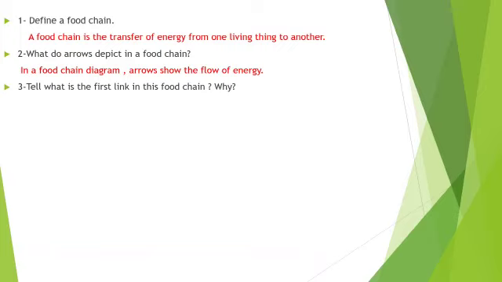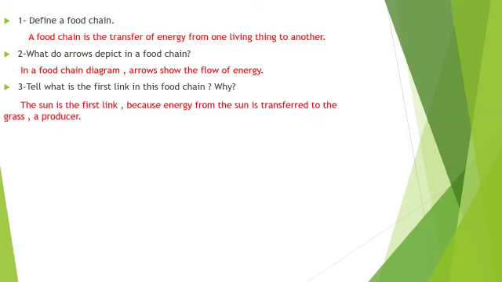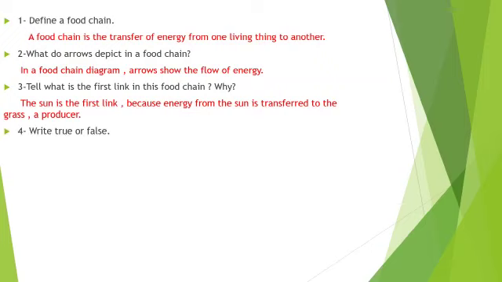Question number 3. Tell what is the first link in this food chain. Why? The sun is the first link because energy from the sun is transferred to the grass, a producer. Question number 4. Write true or false. Part A. Decomposers get their energy directly from the sun. True or false? False. Very good. Why? Decomposers break down dead animals and plants and use their stored up energy.